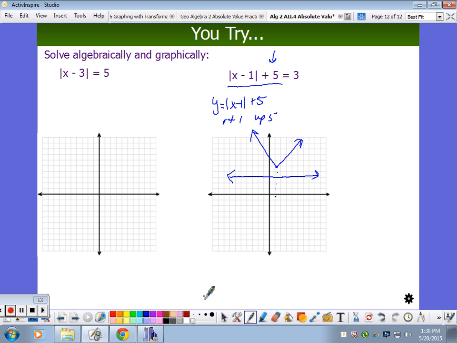Try this one. You know what this one should be algebraically, right? When does x minus 3 equal 5? When x equals 8. And when does x minus 3 equal negative 5? When x equals negative 2. So just try that one. Graphically, you should get the negative 2 and the 8, and there shouldn't be any problem there.